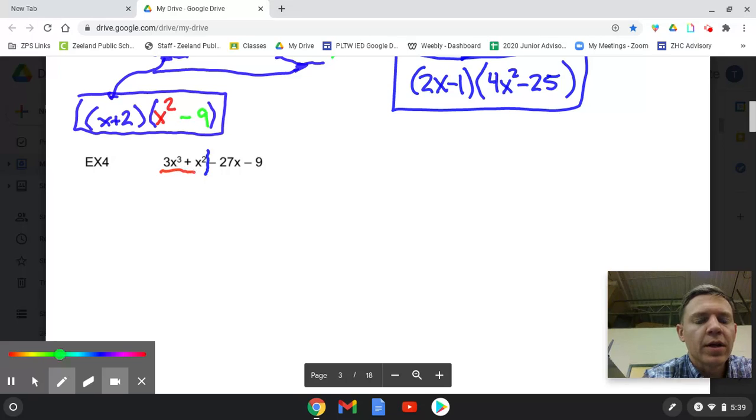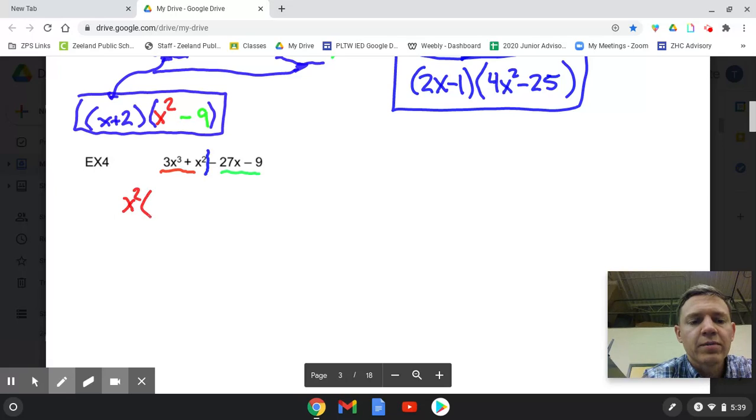Okay, what does the red have in common? What do those 2 terms in red have in common? You should have seen that they have x's in common. How many? Well, x squared. If I take an x squared out of the first term, I should be left with a 3x. If I take an x squared out of the second term, well, that's all of it. So there's just a 1 left over to hold that place. Plus, that's a plus sign. Okay. All right, next one.